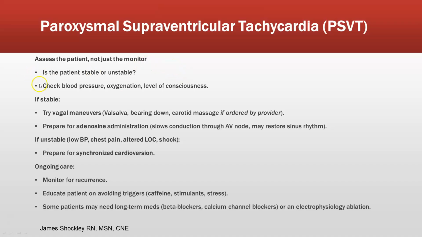So we need to ask ourselves, is the patient stable or unstable? Are we going to get a full set of vital signs? Do we have supplemental oxygen available? What is their LOC? If stable, we can absolutely try vagal maneuvers. So vagal or Valsalva. Again, this is not something that I would recommend a nurse doing unless they had a specific order to do so, because if we tell a client to bear down and they vagal all the way down and don't come back, and I didn't have an order, I could get into a lot of trouble.